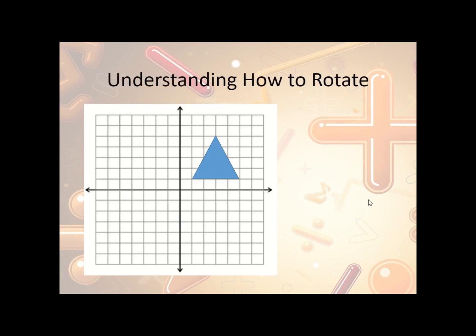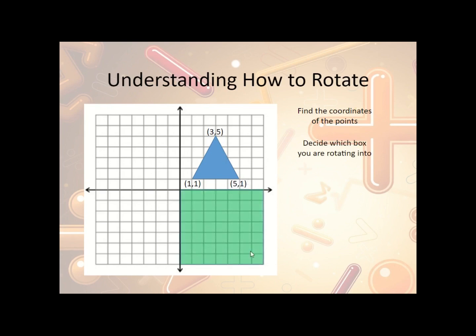So how do we rotate these things? The first thing we need to do is write out the coordinates. So, for instance, this is 1, 1, this is 5, 1, and this is 3, 5. Those are the coordinates. Then we decide which box we're rotating into. Let's say we're going to rotate into this box here. So that would be a 90-degree clockwise rotation.